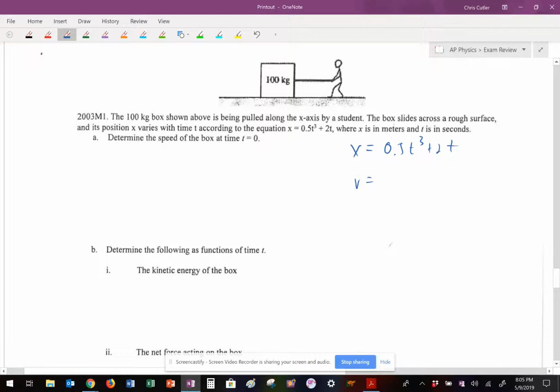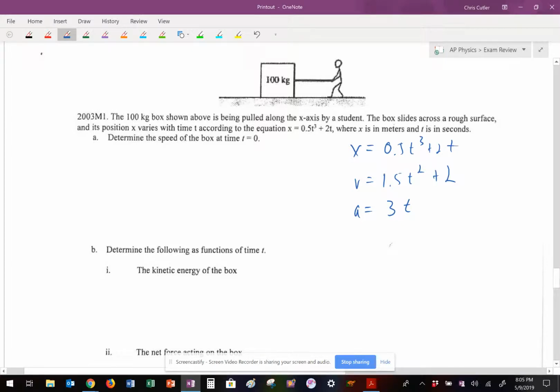The velocity, 3 comes down. 3 times 0.5 is 1.5 t squared plus 2. The t has a 1, it goes down. We're good. And our acceleration then, the 2 comes down. 2 times 1.5 is 3t. 2 goes away. I don't know off the top of my head, because I haven't read it yet, if I need these, but I probably will. A, determine the speed of the box at time t equals 0.